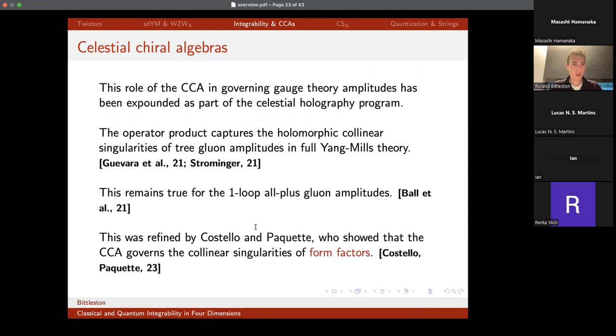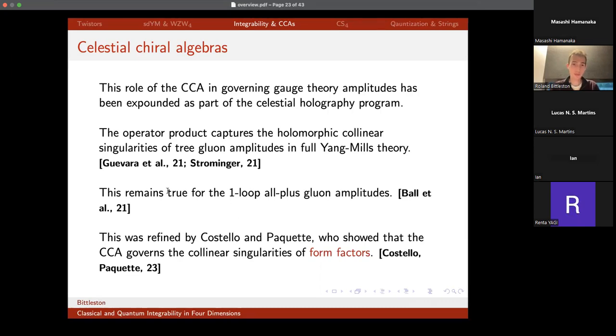The idea is that the operator product of this vertex algebra is capturing the holomorphic collinear singularity in a gluon amplitude, a tree gluon amplitude in Yang-Mills theory. So I imagine I've got some tree amplitude in Yang-Mills. I've got two external positive helicity gluons. I take their momenta to become collinear in a particular way. When I do that, the amplitude will have a singularity. And this is the basis of recursion methods for computing amplitudes. And that singularity is precisely captured by that OPE that we wrote down on a couple of pages ago.